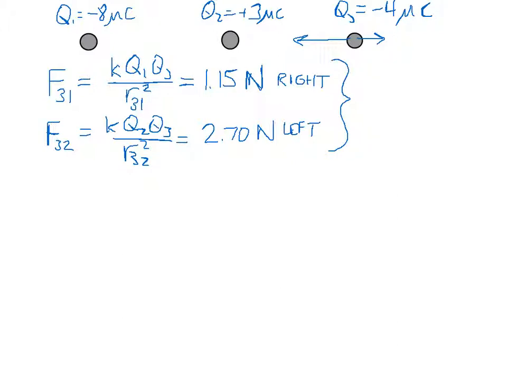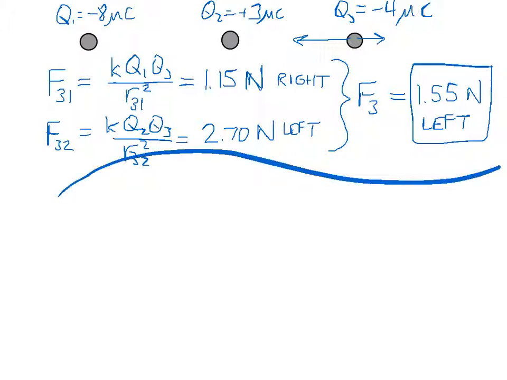So subtracting 2.7 minus 1.15, the net force on charge 3, and I'm not going to put any other subscripts this time because this is the total force on charge 3, is equal to, subtracting them gives 1.55 newtons, and we said the one on the left wins, so the overall net force is going to be to the left.